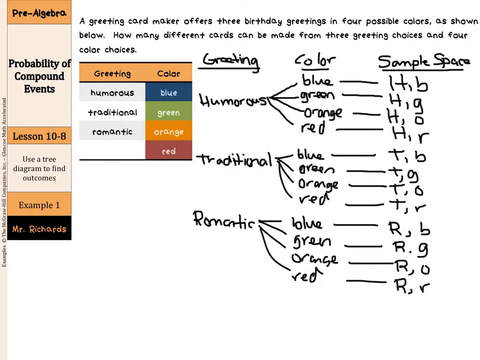Now, how many different outcomes are there? Well, 1, 2, 3, 4, 5, 6, 7, 8, 9, 10, 11, 12 possible cards can be chosen. Now, in a little bit of a preview of what's to come in this lesson, there will be an easier way of solving this called the fundamental counting principle, where we have 3 greetings, we have 4 colors, and we're going to do something with those numbers to get us to 12.